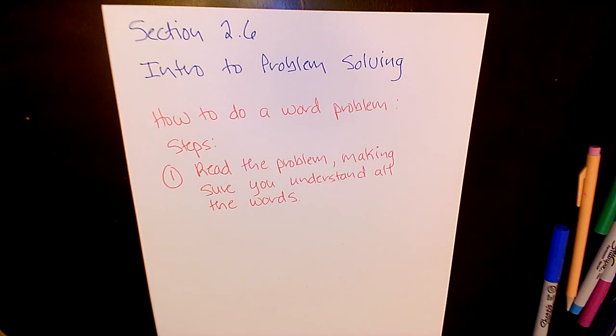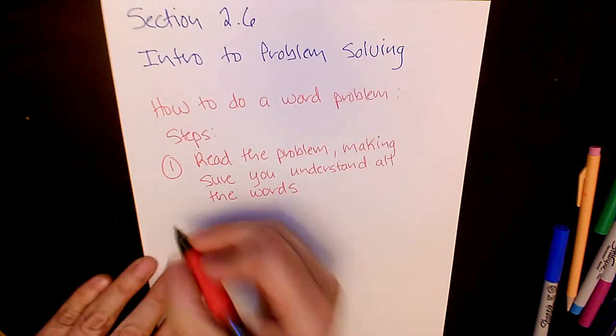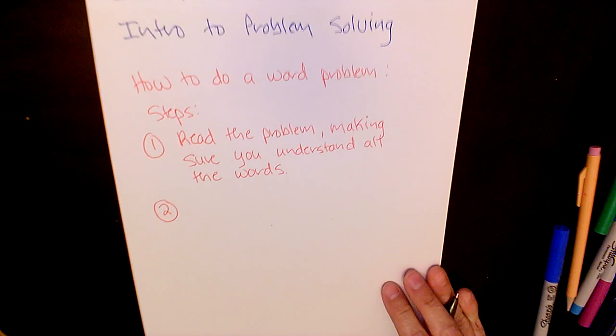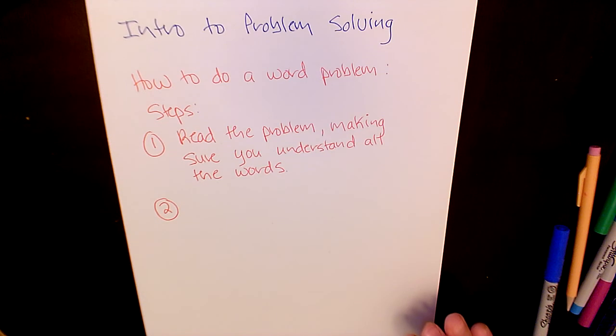Remember, quotient is division, product is multiplication. If you're not really sure what all the words mean, by all means go back to section 2.2 and refresh on that. So read the problem, making sure you understand all the words. That's step number one.